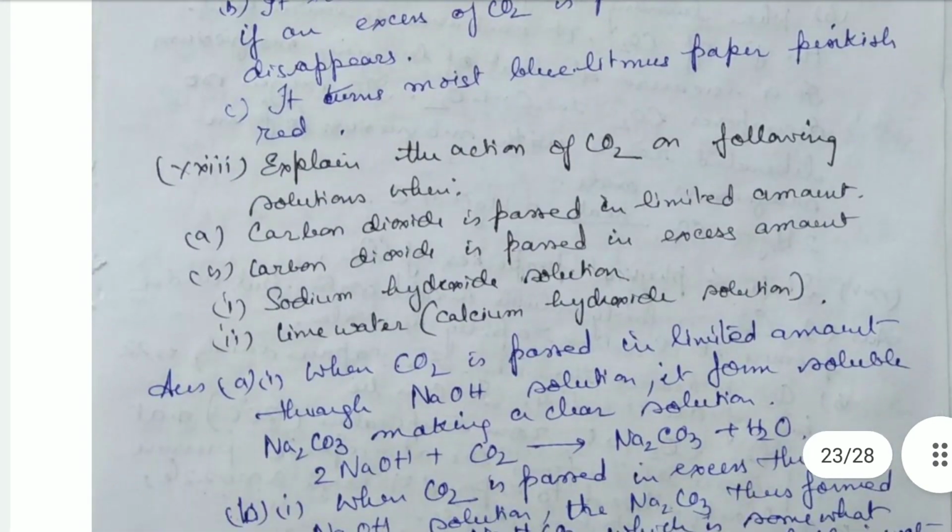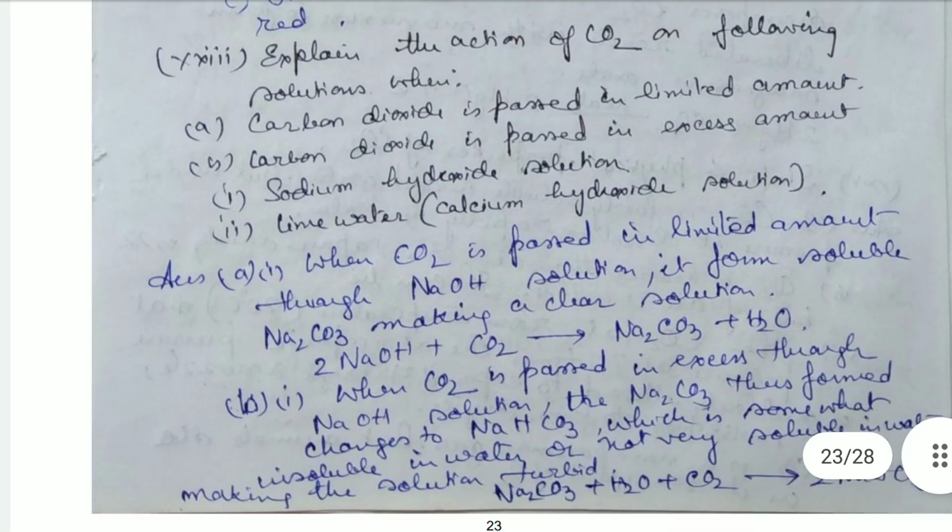Now, explain the action of carbon dioxide on the following solutions when carbon dioxide is passed in limited amount: through sodium hydroxide solution and through lime water, that is, calcium hydroxide solution. When carbon dioxide is passed in limited amount through sodium hydroxide solution, it will form soluble sodium carbonate, which will make a clear solution. So 2NaOH plus carbon dioxide forms Na2CO3 plus H2O.